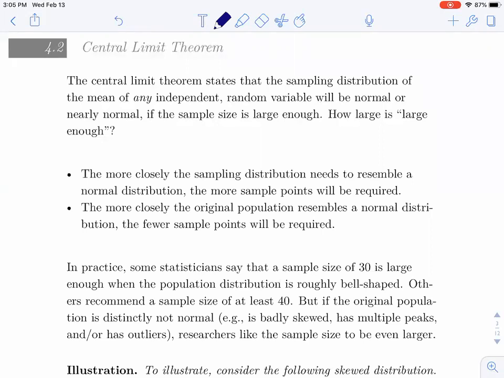If you're sampling from something that looks approximately normal, then you don't need a huge sample size to get a normal distribution out of your mean. Whereas if you're sampling out of a really skewed distribution, right, then you'll need to increase your sample size to try to adjust for that.